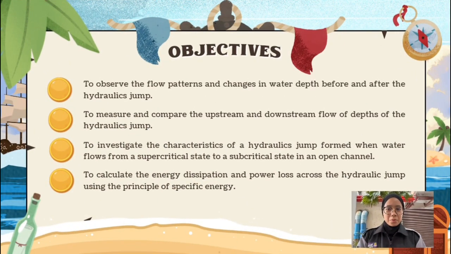The objectives of this experiment are to observe the flow pattern and changes in water depth before and after a hydraulic jump. The experiment also compares the upstream and downstream flow depth for a better understanding of the hydraulic jump process. In addition, it investigates the characteristics of the transition from supercritical to subcritical flow. Besides, it calculates the energy dissipation and power loss using the principle of specific energy.